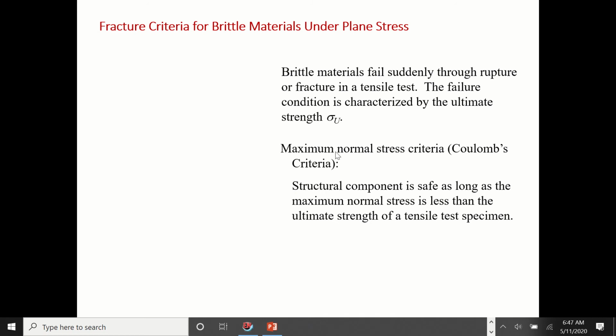So what is the criteria? Maximum normal stress criteria, also called the Coulomb's criteria. What it tells us is that the structural component is safe as long as the maximum normal stress is less than the ultimate tensile strength of a tensile test specimen. So again, we compare the actual stress state with the properties of the tensile test for any material. We are comparing the ultimate strength of the material under any loading condition, which means under the plane stress condition, with the tensile test specimen.